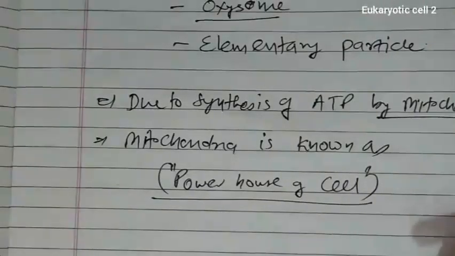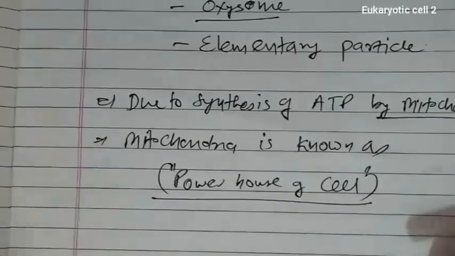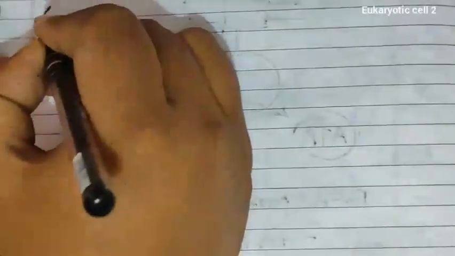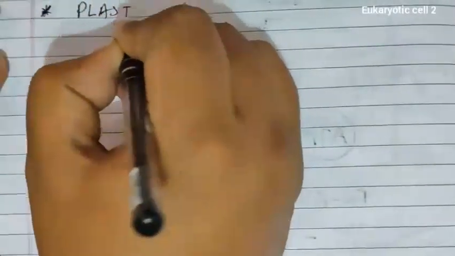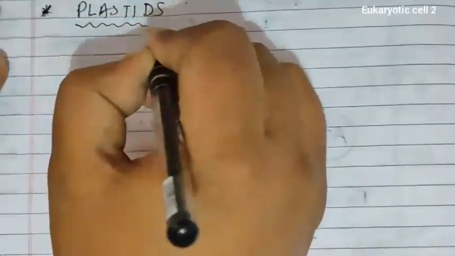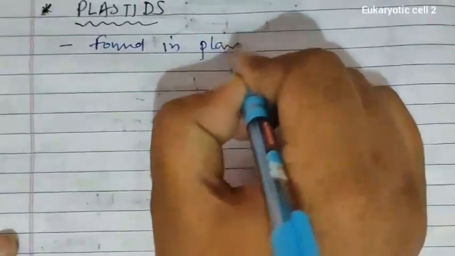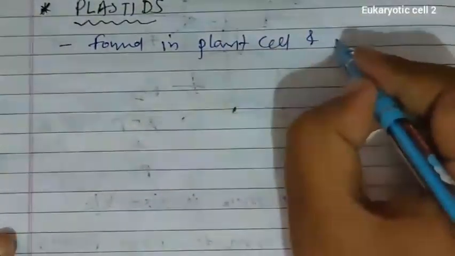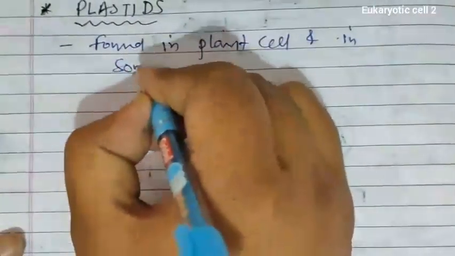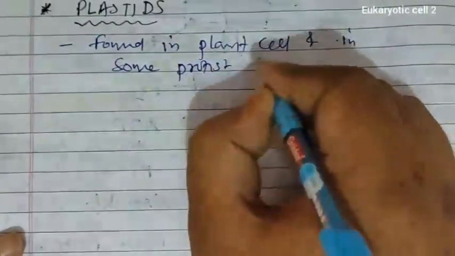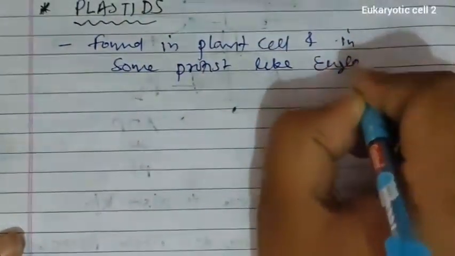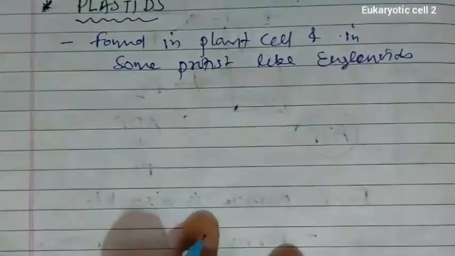Now after mitochondria, next we talk about the plastids. Plastids are also membrane bound organelles which are found in plant cells and in some protist-like eukaryotes.